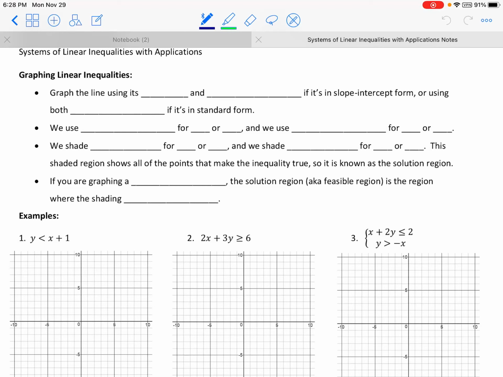Hello and welcome to our lesson on systems of linear inequalities with some applications. So when we're graphing a linear inequality, it's much like graphing a line with some subtle differences.